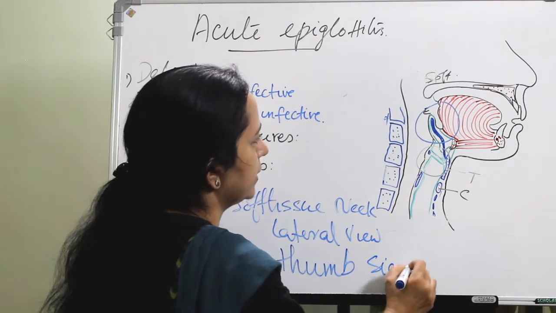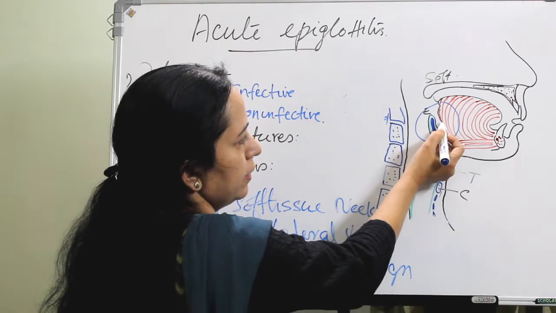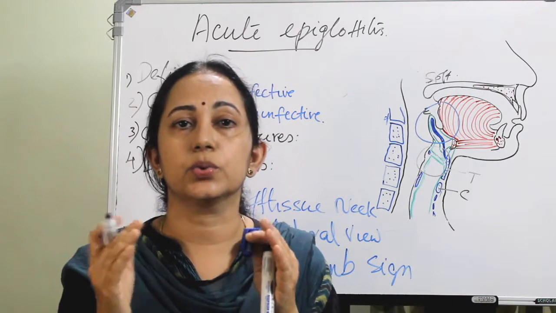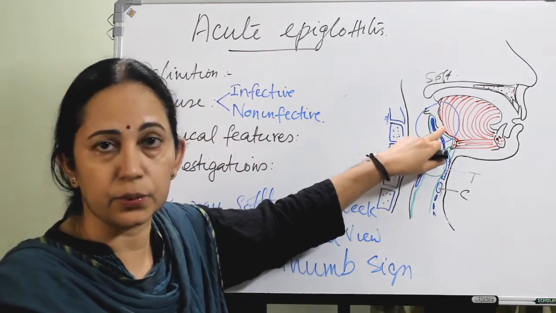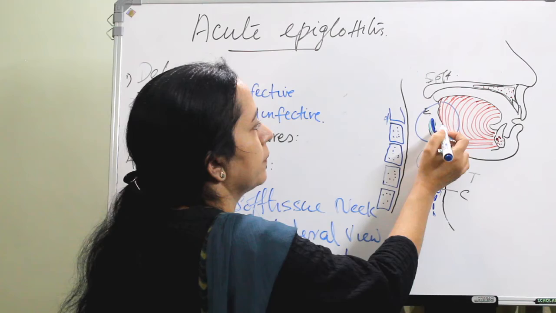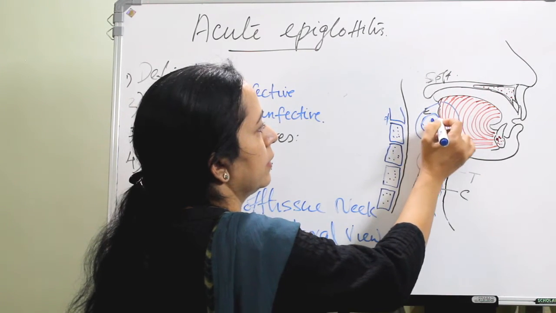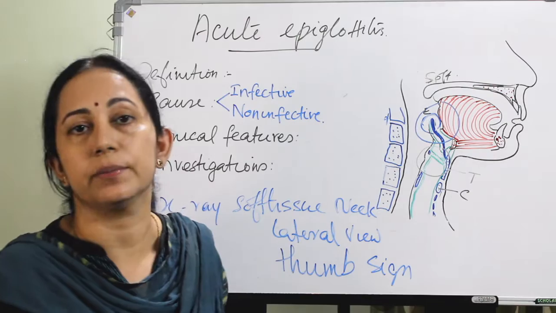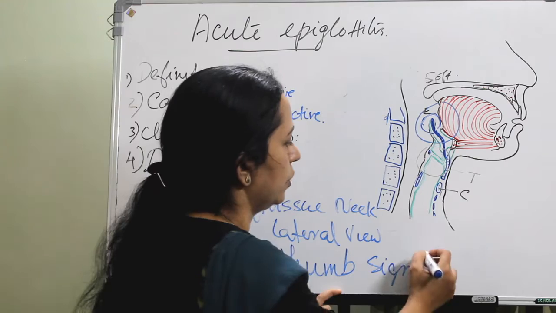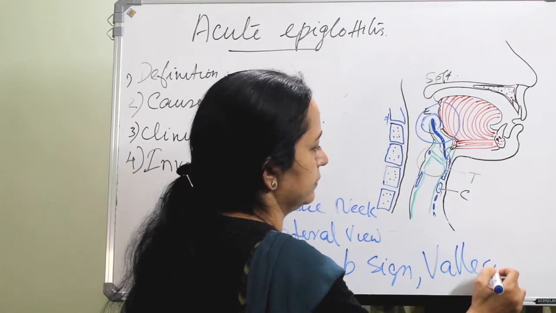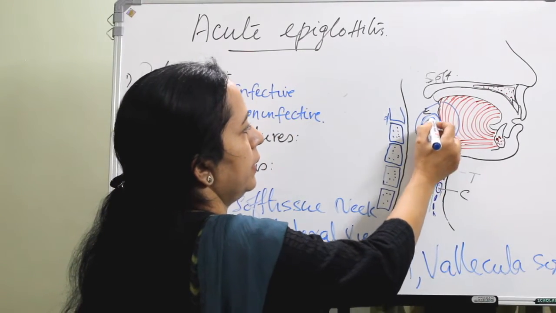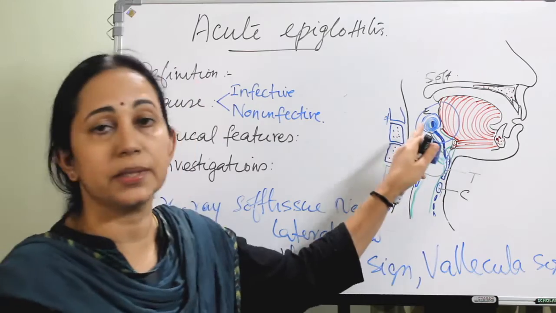And see, in normal cases there will be a well-defined vallecula, because the vallecula you see between the lateral and medial glossoepiglottic folds. So a well-defined vallecula will be seen in a normal case. But if the epiglottis is swollen and edematous, then this well-defined vallecula will be lost. So we call it the vallecula sign. So thumb sign along with the vallecula sign is typical of an acute epiglottitis. Loss of a well-defined vallecula along with the swollen edematous epiglottis.